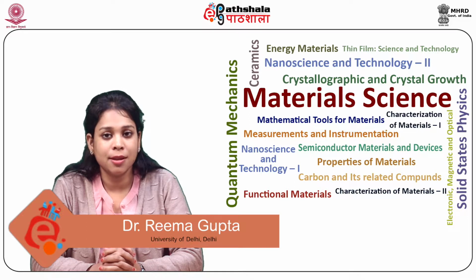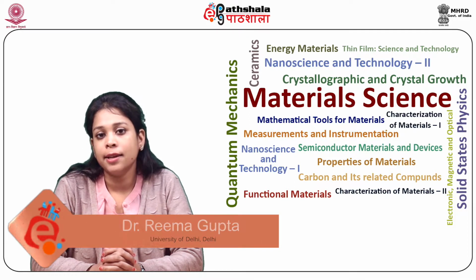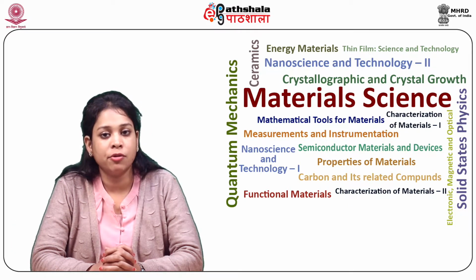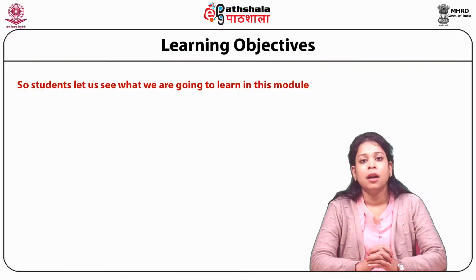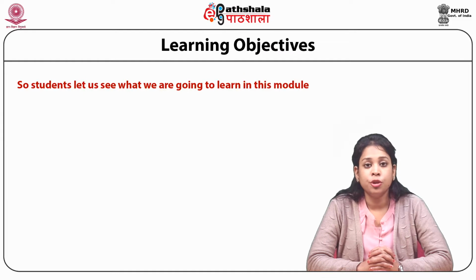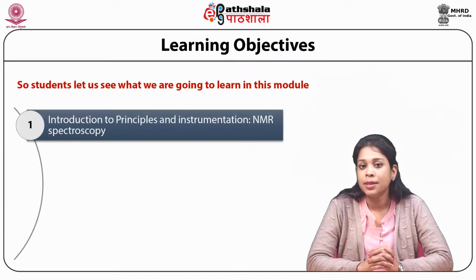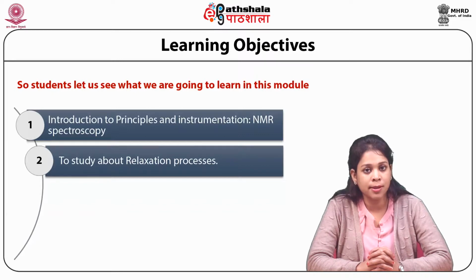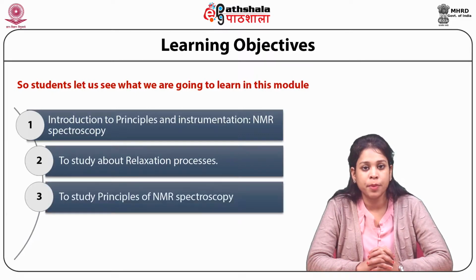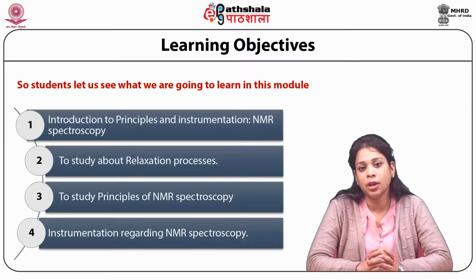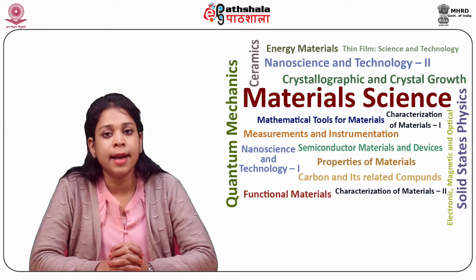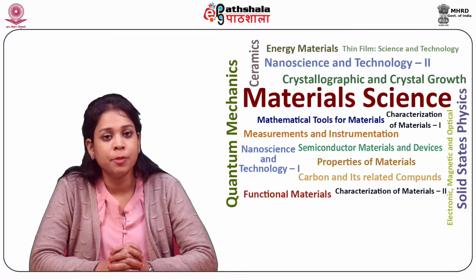Today we are going to discuss the module Principles and Instrumentation, that is NMR spectroscopy, from the paper Characterization of Materials 1. After studying this module, you should be able to understand the principles and instrumentation for NMR spectroscopy. We will be studying the relaxation processes, the principles of NMR spectroscopy, and the instrumentation regarding NMR spectroscopy. So the first is principles and instrumentation of NMR spectroscopy.